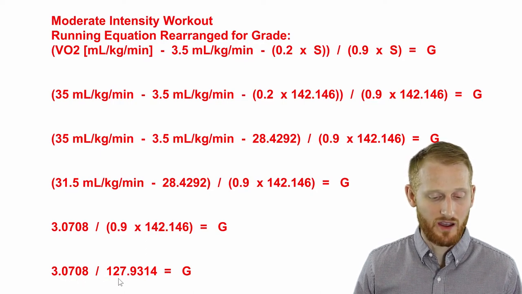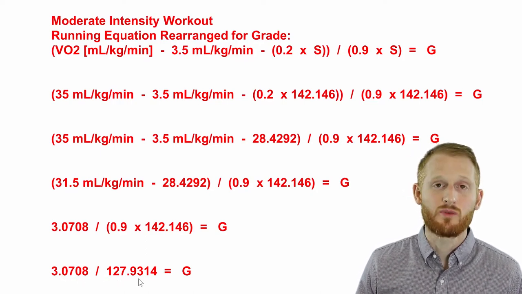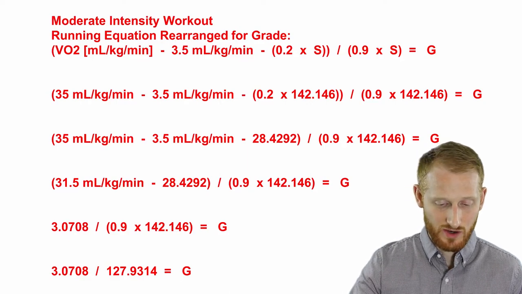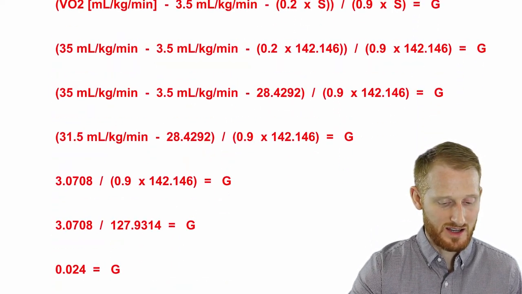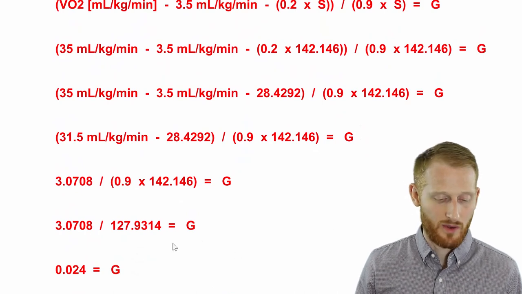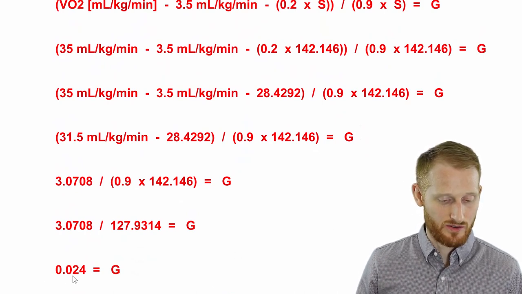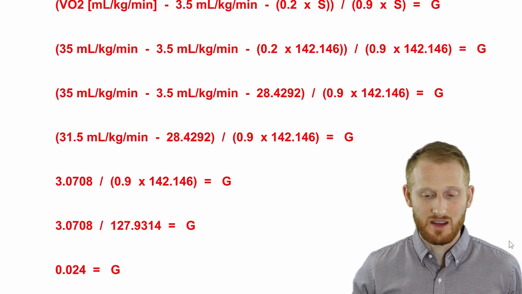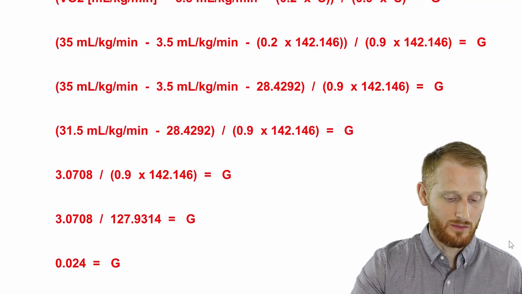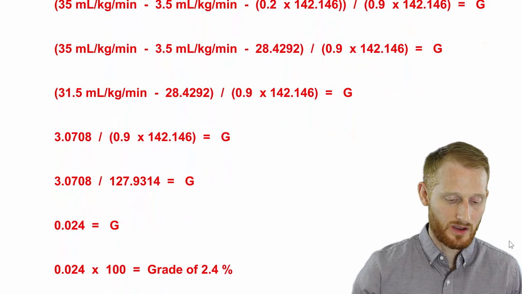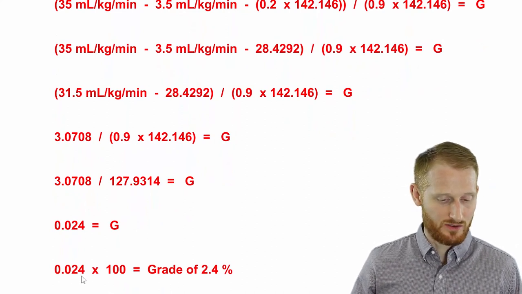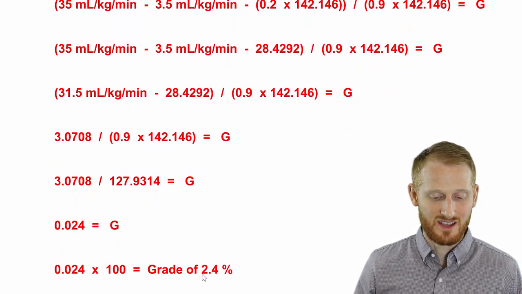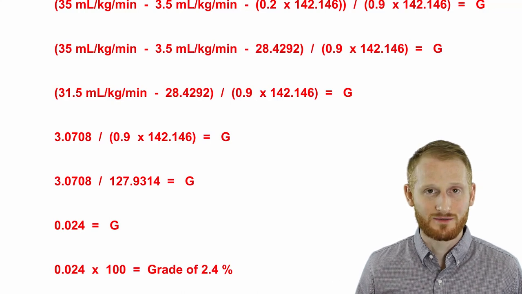And then finally do this division at the end, 3.0708 divided by 127.9314. That's going to give us our grade as a decimal, 0.024. And because we need, again, to have this in percentage format in order to plug it into the treadmill display, 0.024 times 100 gives us a grade of 2.4%.